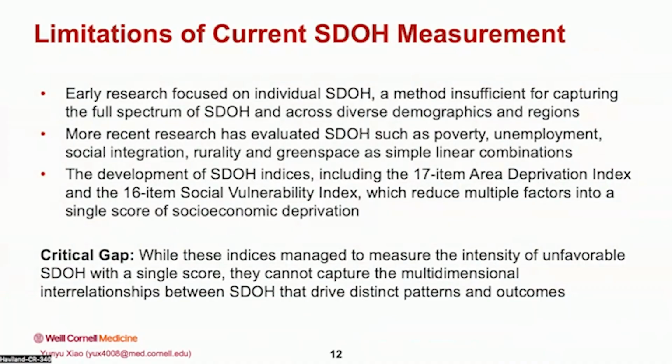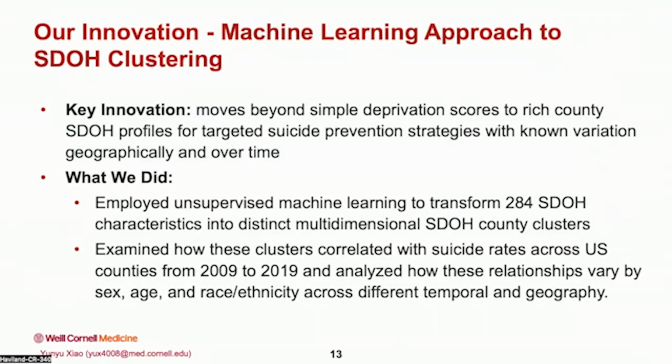We all know that, for example, the Area Deprivation Index has 17 variables and the Social Vulnerability Index has 16 variables. Yes, they do cover different domains, but they simplify everything into a single score, which may not be informative about what areas exactly the counties in these groups are lacking. So we wanted more innovation beyond a simple score: how can we build rich indicators that can characterize all of the factors?